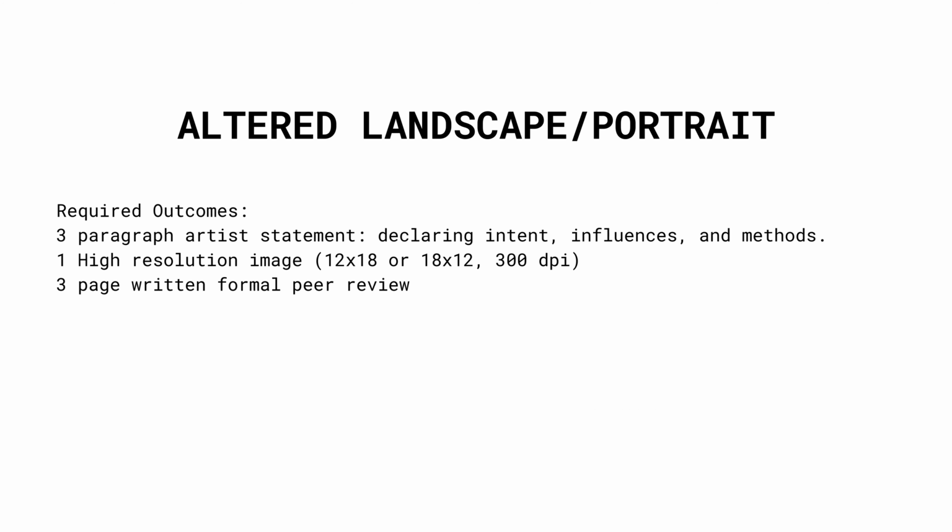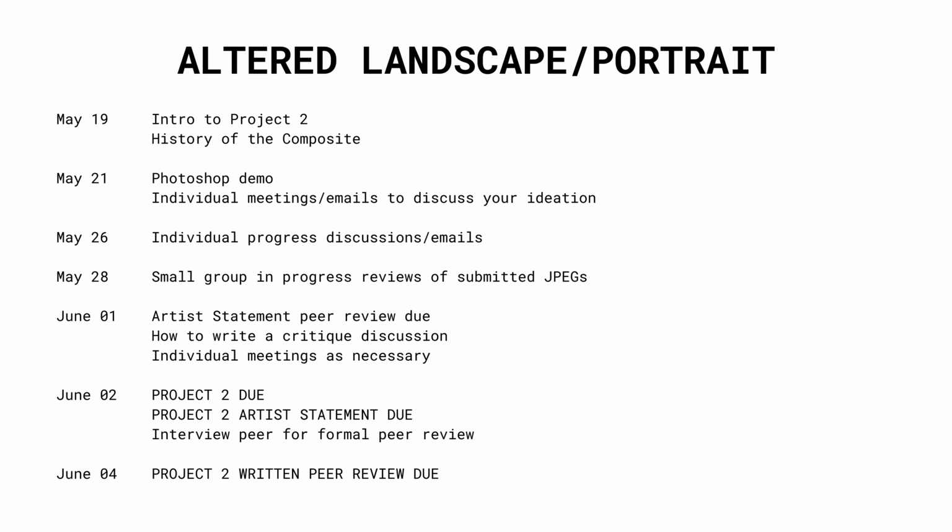So for this project, you're going to write an extended artist statement. This time you're going to write 3 paragraphs instead of 1 paragraph, and we'll be talking more about that. You'll be talking about your intent, your influences, and your methods. You will create 1 altered landscape portrait high-resolution image that should be 12 by 18 or 18 by 12, and should be 300 DPI. You will also write a formal 3-page written review, and we'll be talking about that as we get further into the project, about exactly what that will look like. So those are the 3 outcomes that we'll have.